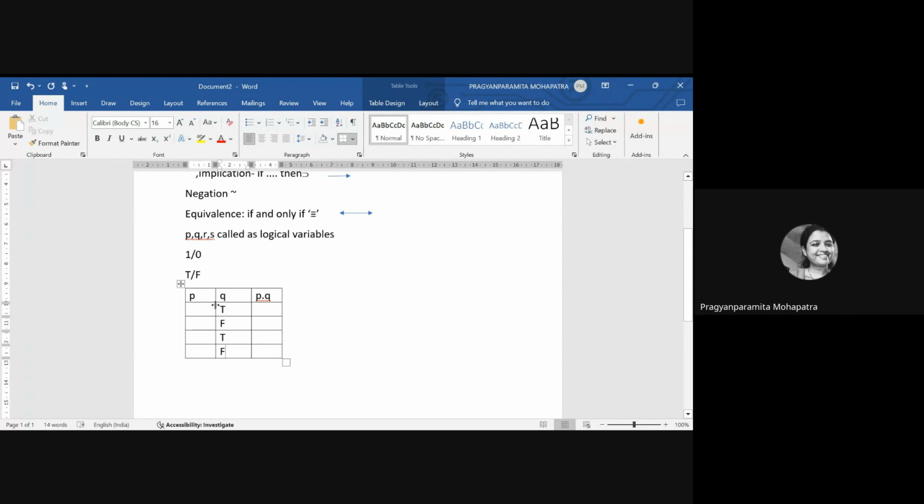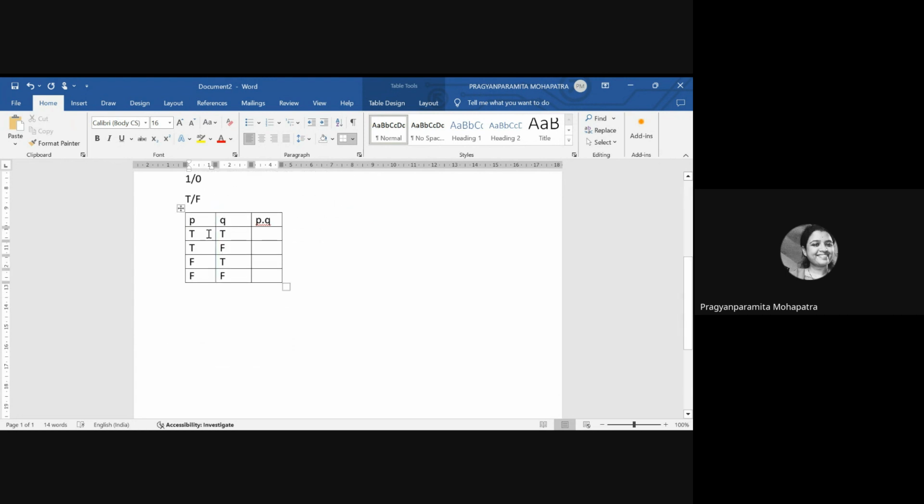Similarly, the next variable or the next proposition will contain just the double of the first one. That means if the first proposition is having one T and one F combination, then the subsequent proposition will have just the double of it: T T F F. Okay. Here we are having two propositions. Therefore, we are having four possible combinations.